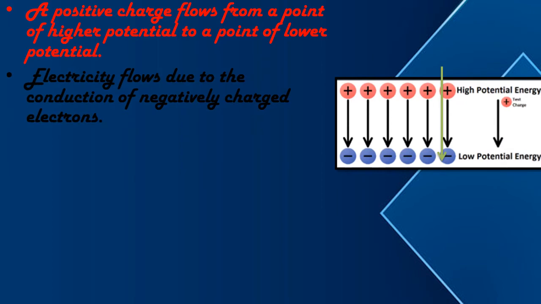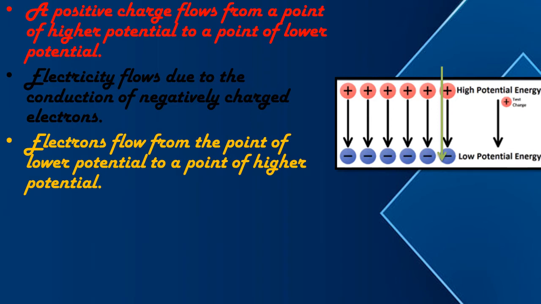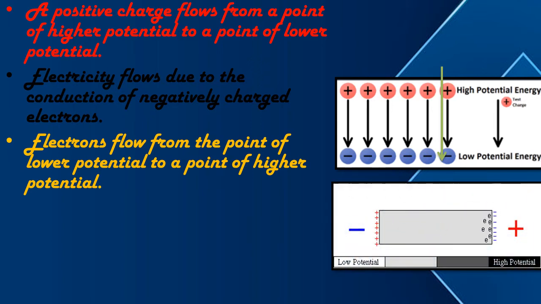Now, electricity flows due to the conduction of negatively charged electrons. So flowing of charges means flowing of electrons. Electrons flow from the point of lower potential to a point of higher potential. Students, don't get confused. Electrons will flow from a point of lower potential to a point of higher potential. In this diagram you can clearly observe the electrons flowing from negative to positive, that means lower to higher potential.